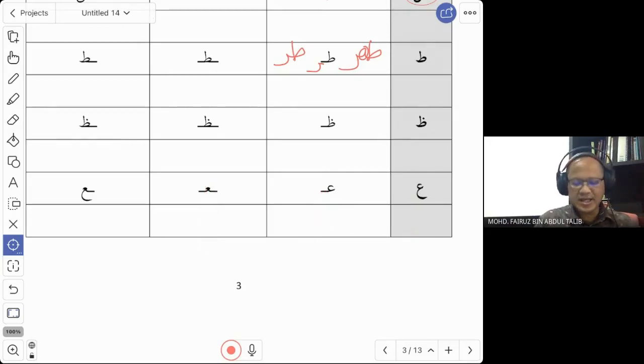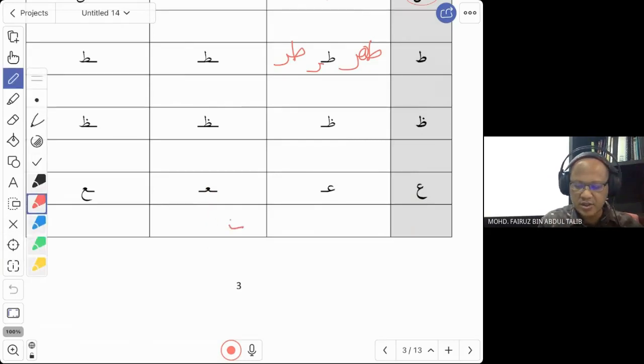Now look at the middle Ain. The shape is now changed. It is no longer like the beginning Ain. We don't do this. In fact, we just draw a small triangle. So from the first letter, you join to the Ain, and you join to the next letter. That is how we draw Ain in the middle.